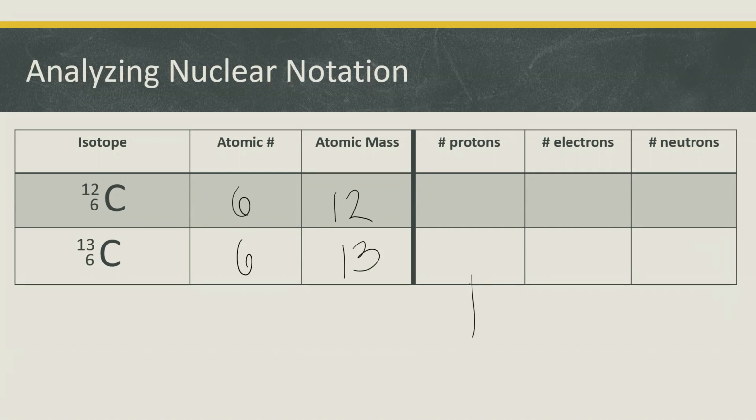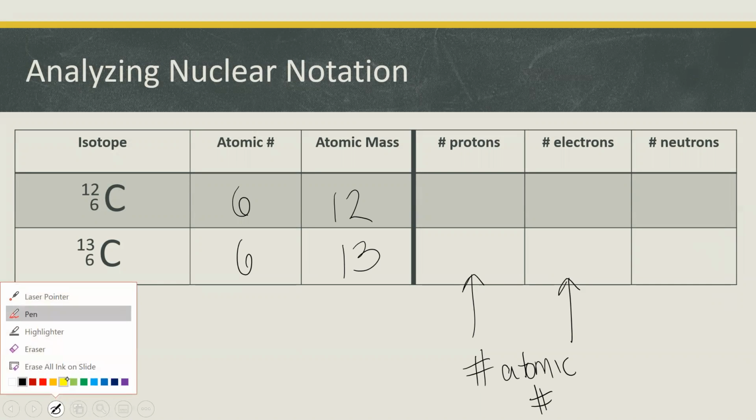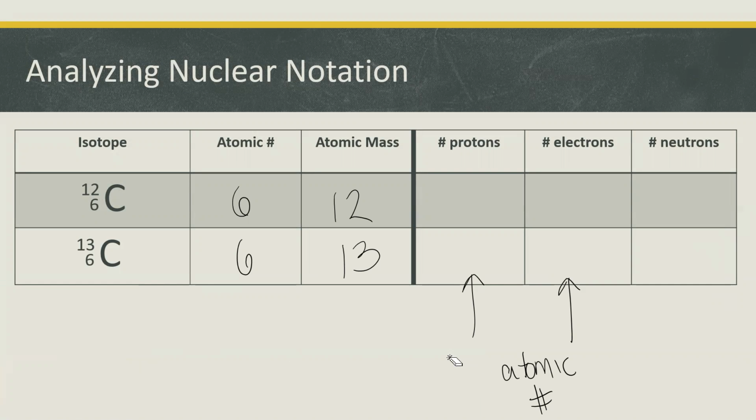So remember, number of protons and number of electrons is equal to the atomic number. So I'm going to have atomic number 6 protons, 6 electrons, and I'm going to have for this one 6 protons and 6 electrons because it's still carbon.